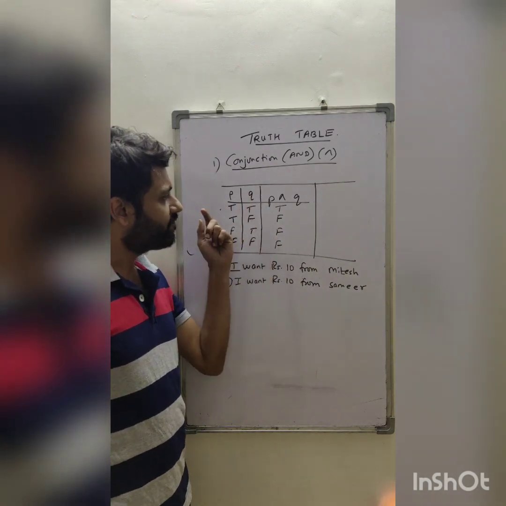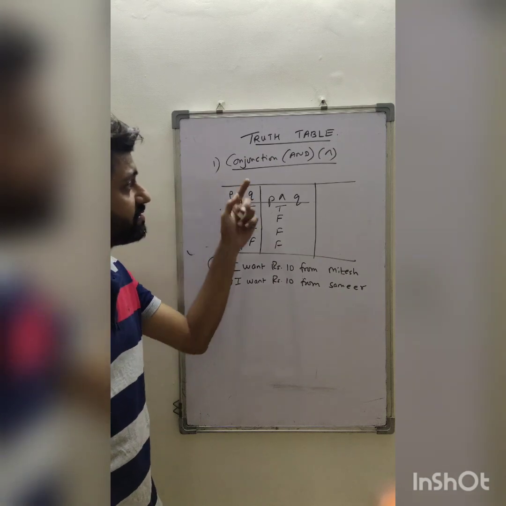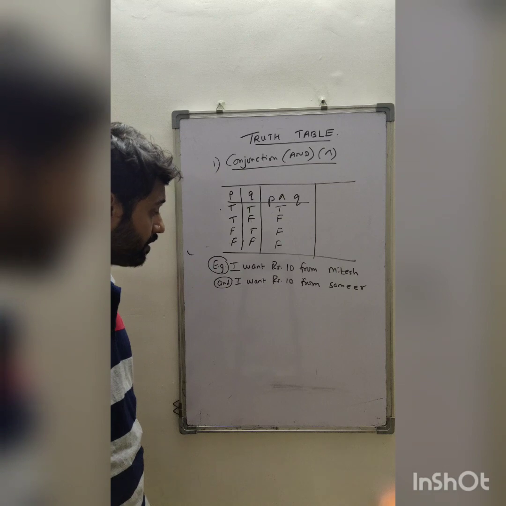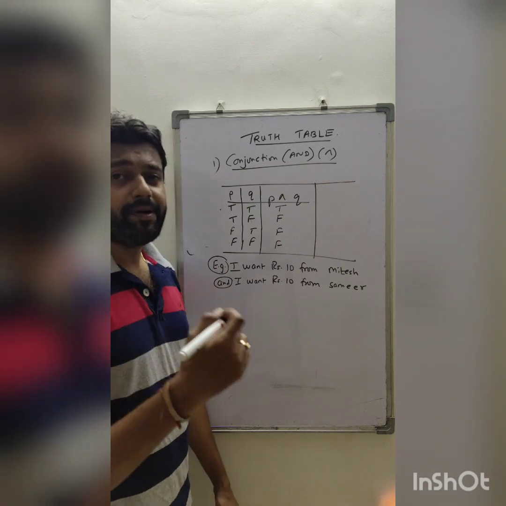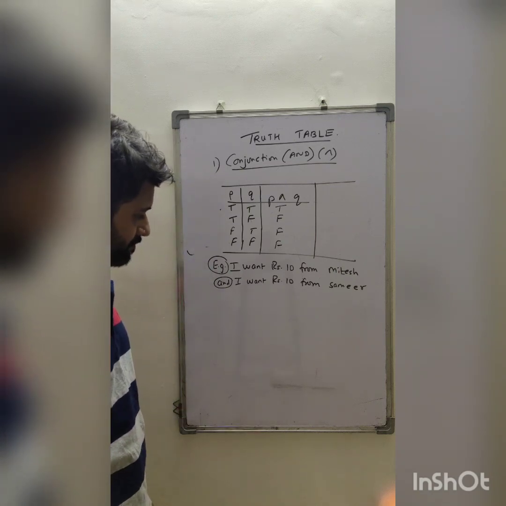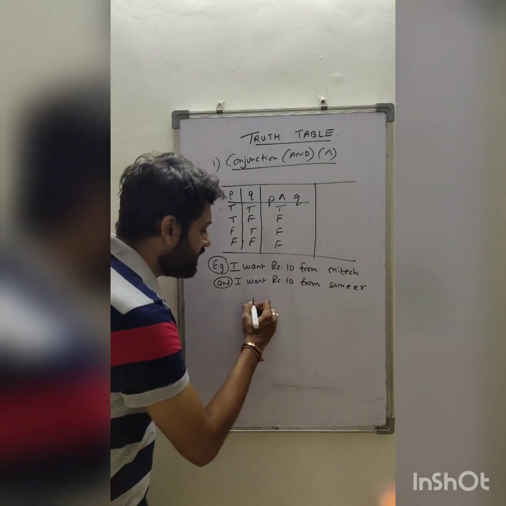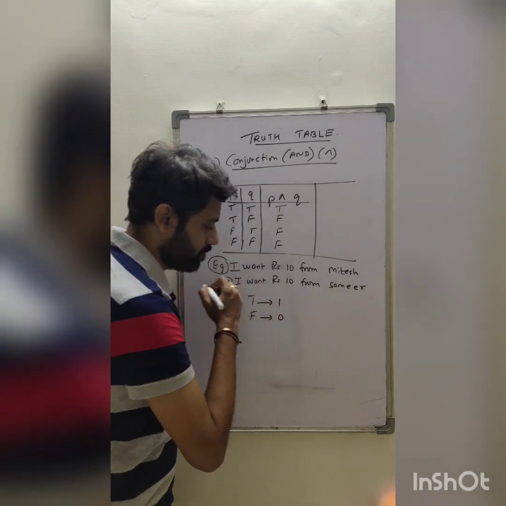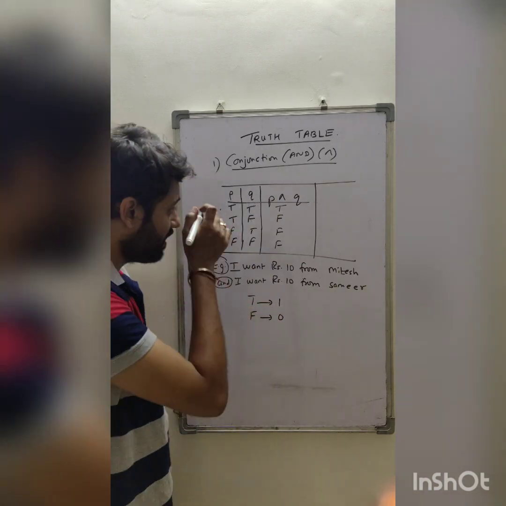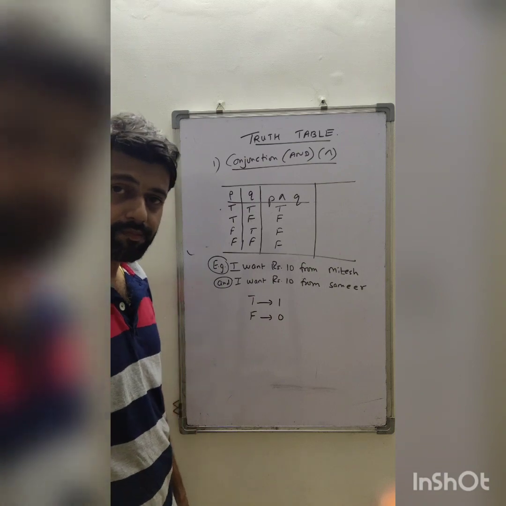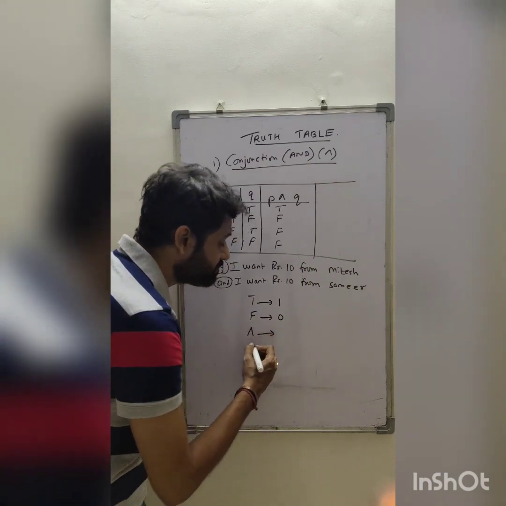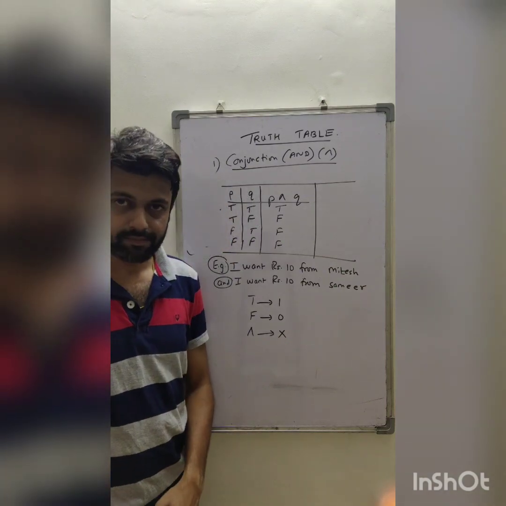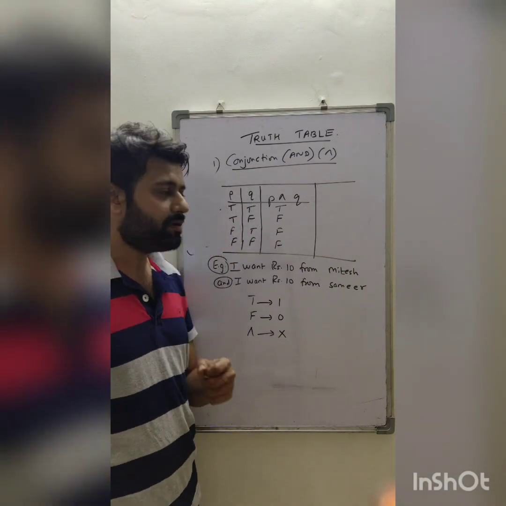TFFF is the answer for the first truth table, which is constructed for conjunction. There is one tip to remember this. Treat T as 1 and F as 0. And in maths, AND means multiplication. See how you can learn this truth table.